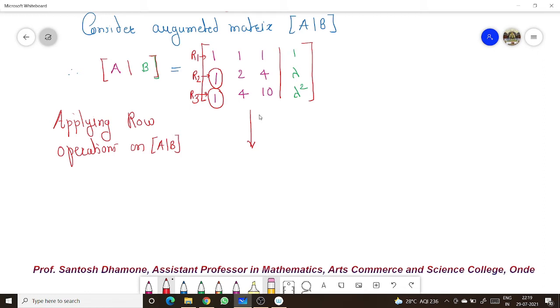Now our aim is to make 0 at position A32, using row 2 and row 3. Using row 2, make A32 zero. Then we take one operation on row, R3 minus 3R2. Then we get the matrix.